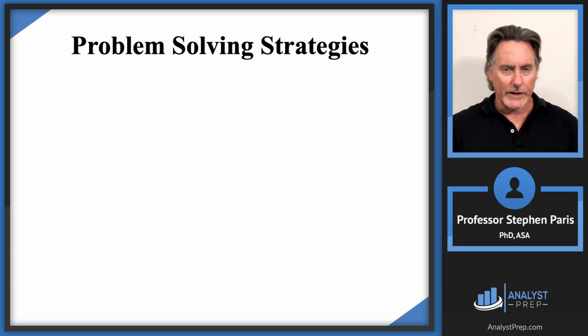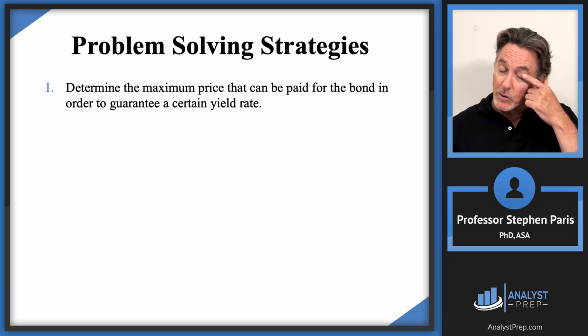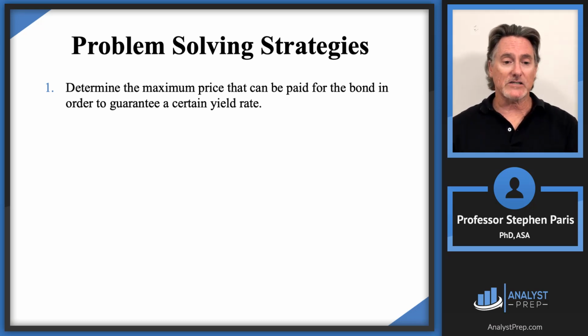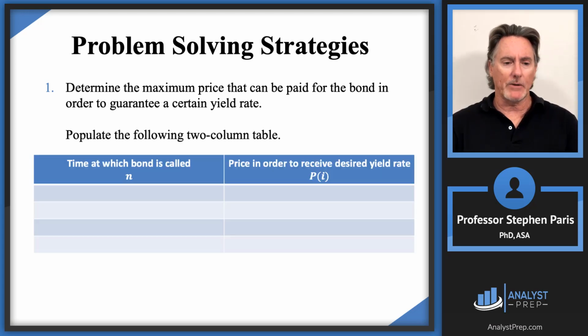In fact, let me go ahead and give you the problem-solving strategies. The first type of problem is where we want to determine the maximum price that can be paid for the bond in order to guarantee a certain yield rate. Form a two-column table, where the first column is the end value, the time at which the bond is called, and the second column is the price. The price is what must be paid in order to receive the desired yield rate based on the bond being called at that particular end value. For each end value, there will be a price that corresponds to it.